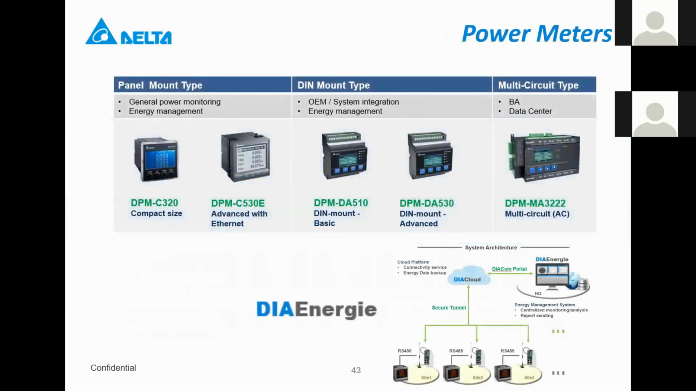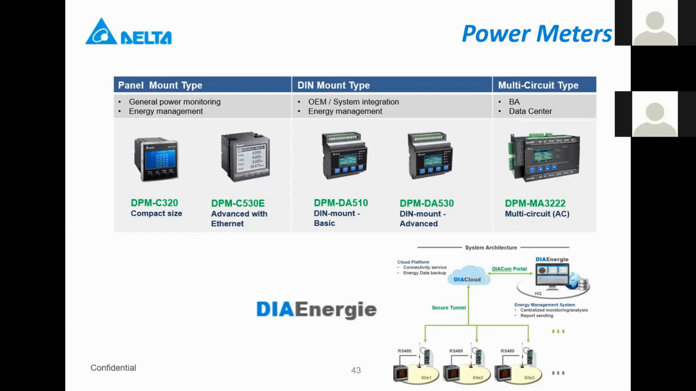Now, the Delta solutions, what we have, what we can provide. Of course, first of all, we have power meters. As mentioned before, you have to measure the harmonics before you can use a kind of filter, so that you know what your level is and where you want to go.